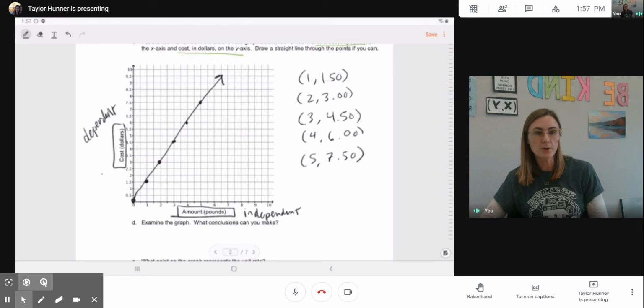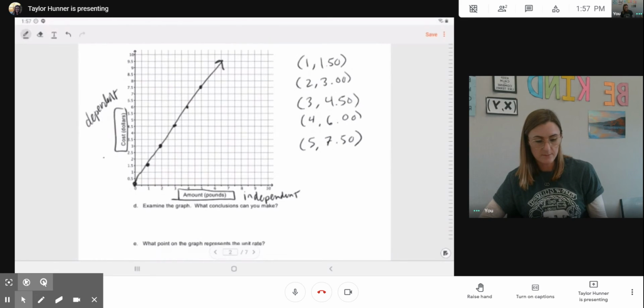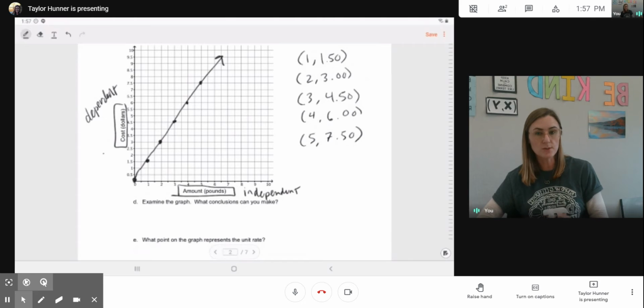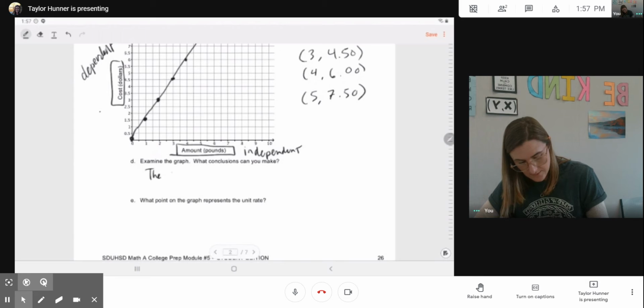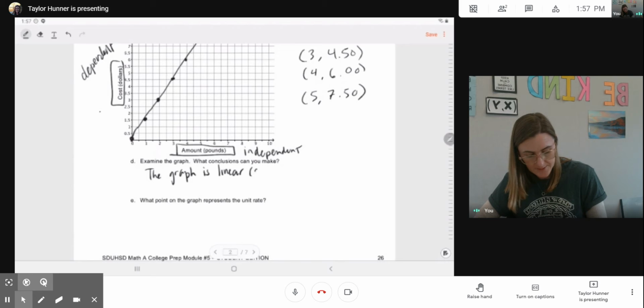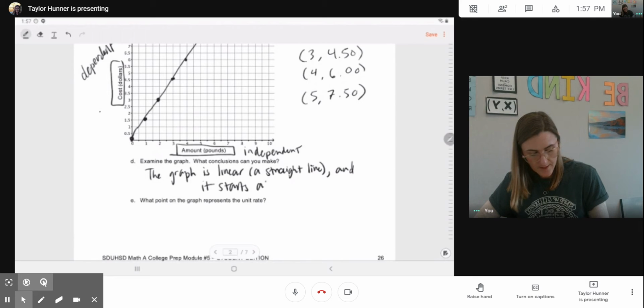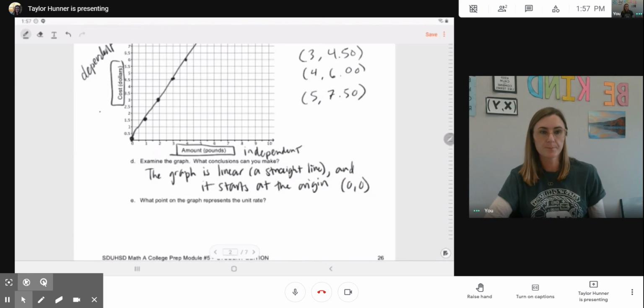Examine the graph. What conclusions can you make? Well, it's just asking you to describe the graph. So you can describe this in your own words. We can recognize that this is a line. We can describe where it starts. So I'm going to say the graph is linear, or a straight line. Linear just means it's a straight line. And it starts at the origin, or (0, 0).